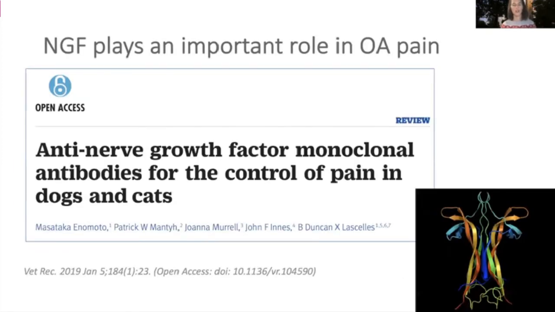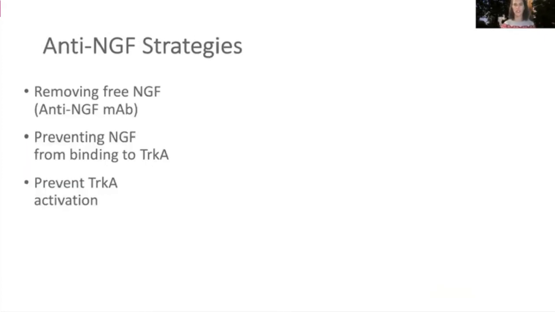And this is a great article that really reviews anti-nerve growth factor monoclonal antibodies for the use in pain in dogs and cats. It's open access, so I encourage you to read it as a great review of nerve growth factor's role in pain and how we can target nerve growth factor, because there are several ways that we can do that to remove nerve growth factor from the system or decrease it in the system when it's increased in these arthritic patients. So we can remove the free NGF, and that's primarily these anti-NGF monoclonal antibodies.